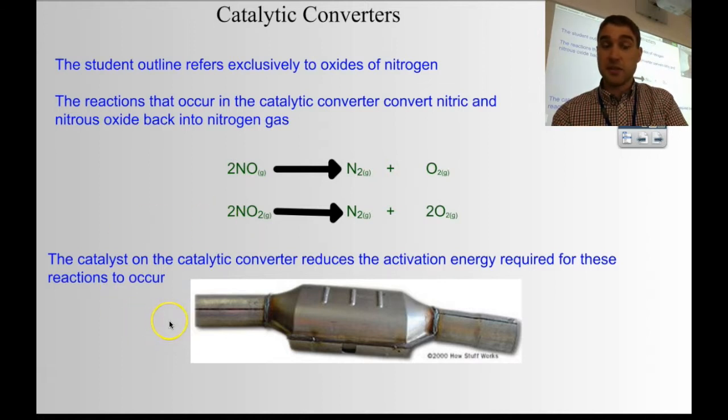The way it works is the platinum bed, that's a catalyst. It reduces the activation energy for these reactions and the other ones we've talked about to occur. We don't really know how they work, but we know that they work, so we use them.